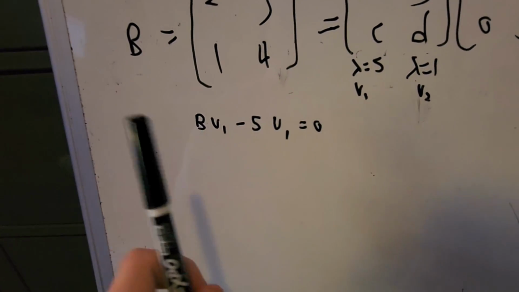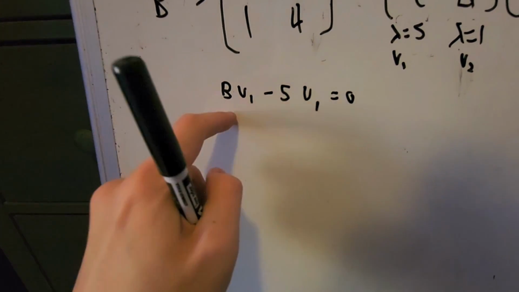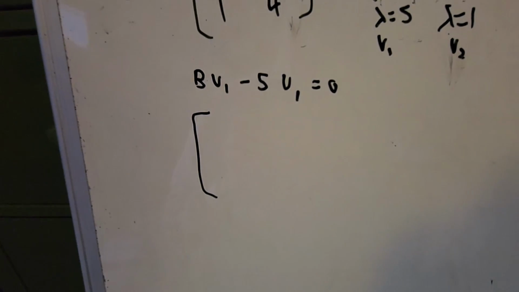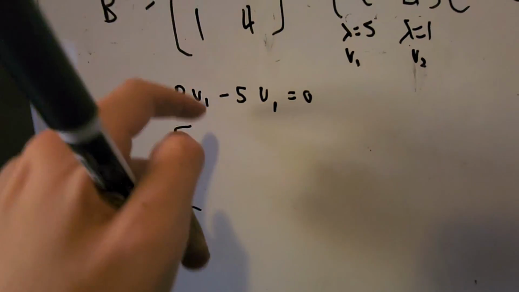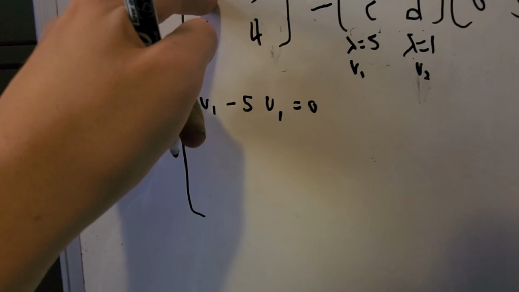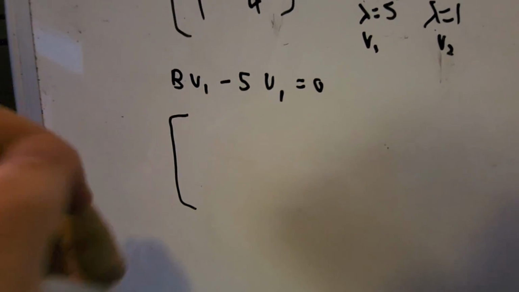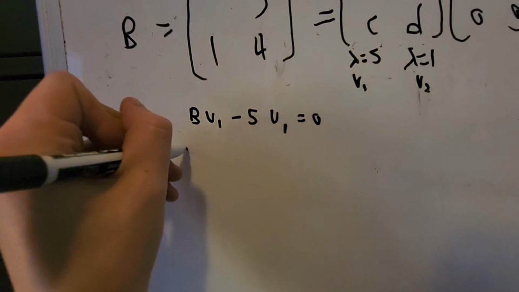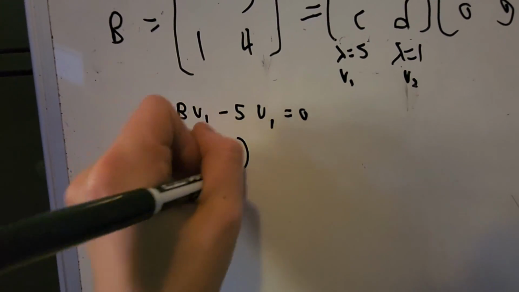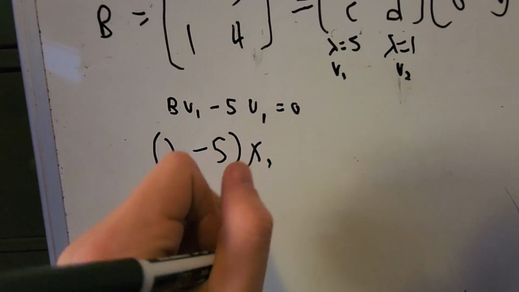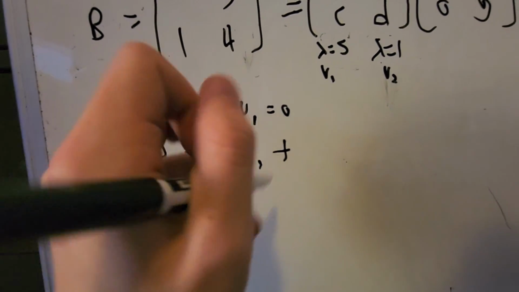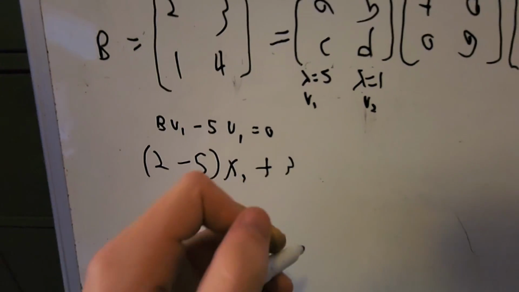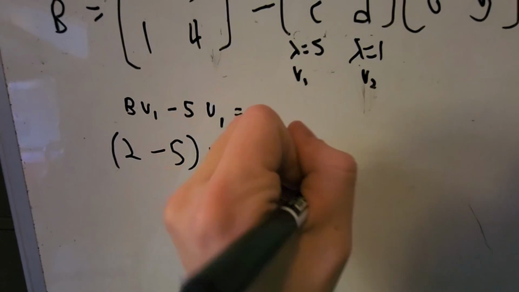So now for V1, we're going to solve this. And because this is a 2x2 matrix, this is like solving a system of equations. So then we're going to do B minus, let's write out the system of equations first. So (2 minus 5) times x1 plus 3, and then for the identity matrix we don't subtract anything, 3 times x2 is equal to 0.